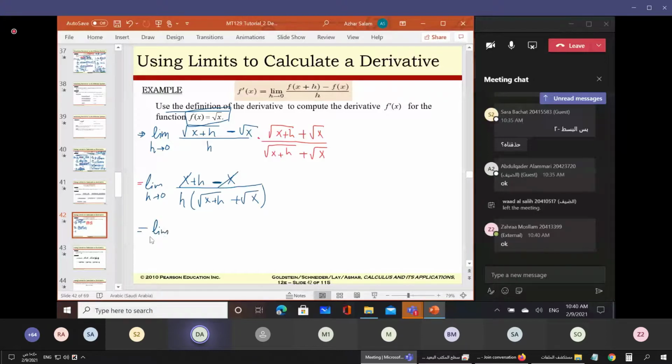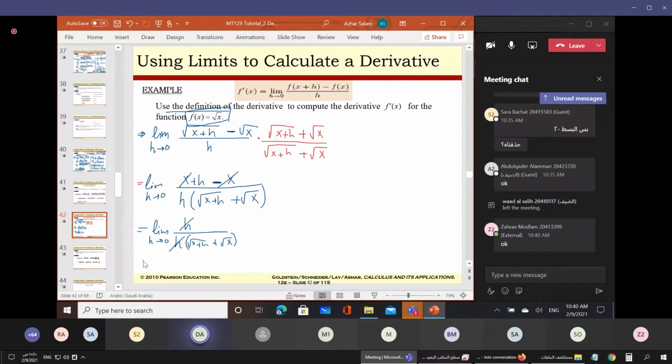Limit when h approaches 0, with h in the top and h in the bottom, for the square root of x plus h plus the square root of x. Here also, only the h in the top can be omitted with this h. Notice here there's no sign between this h and this bracket. It's multiplied, so when it's multiplied, I can omit it with the top values.